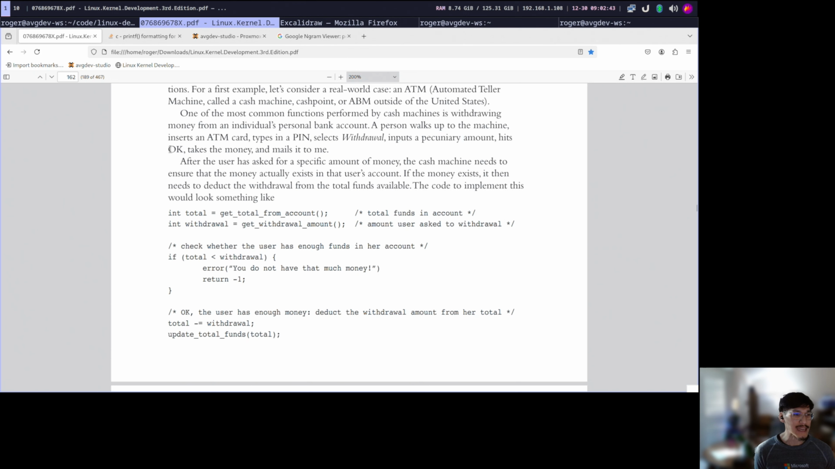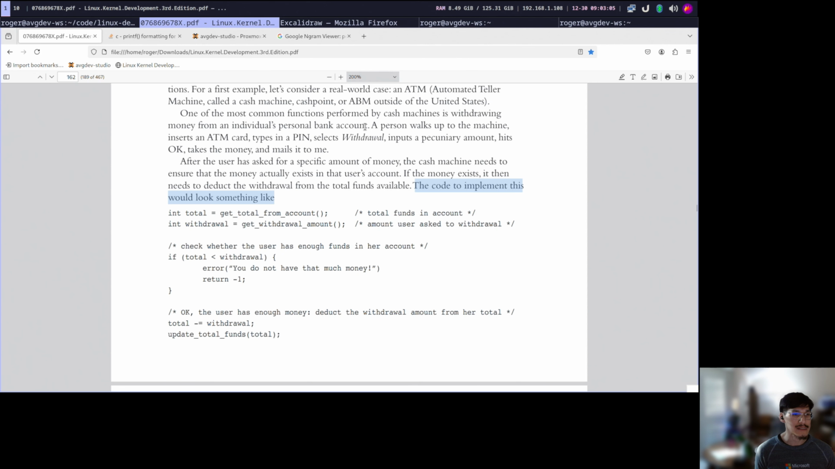Okay. Hits OK and takes the money and mails it to me. After the user has asked for a specific amount of money, the cash machine needs to ensure that the money actually exists in that user's account. If the money exists, it then needs to deduct the withdrawal from the total funds available. The code to implement this will look something like this.